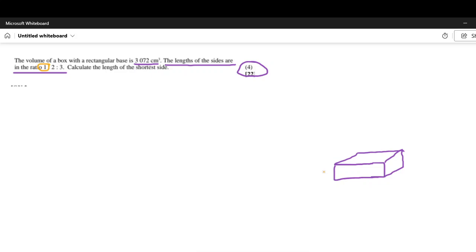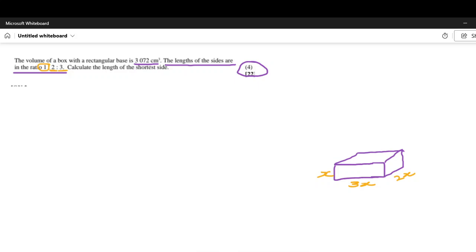I'm just gonna make it x. Then my second longest side, which is represented by the 2, I'll make it 2x. My longest side in this case is the length, so I'll make it 3x. Then I am going to write the volume formula, guys.